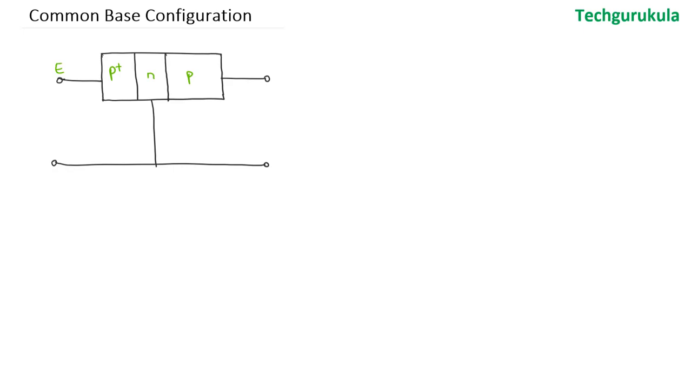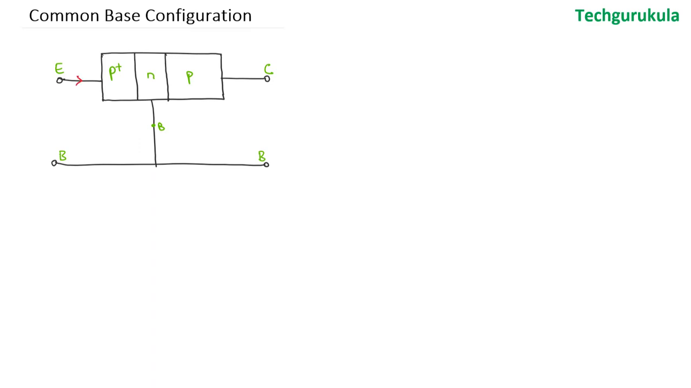In this video, we're going to see BJT in common base configuration and its current voltage characteristics. To start with, let me take BJT in common base configuration. This is emitter terminal, this is collector terminal, and this is base. For our convenience, we have extended the base and shown here.